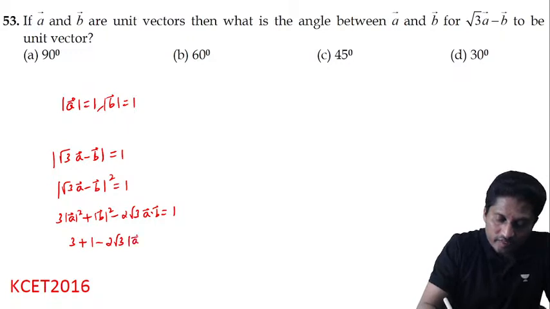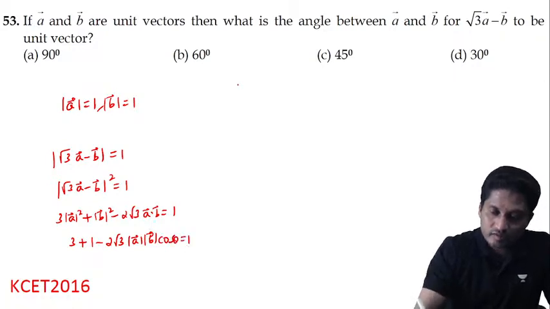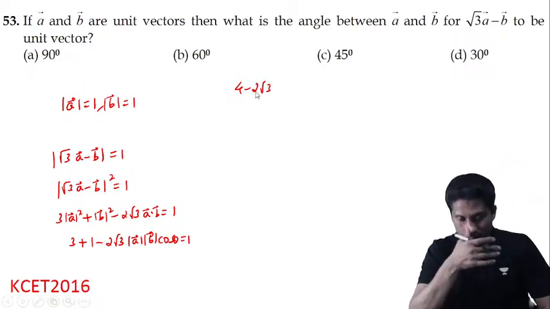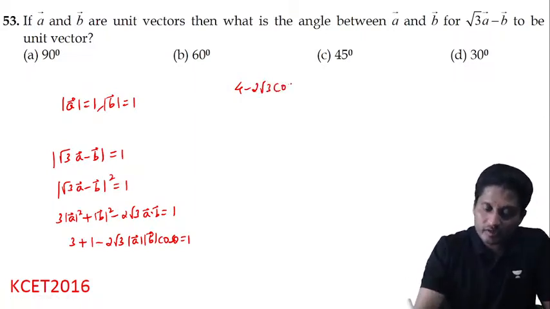Again, this is equal to mod A into mod B cos theta equal to 1. So you get 4 minus 2 root 3. Mod A mod B is 1. So you get cos theta equal to 1. 4 minus 1 equal to 2 root 3 into cos theta.